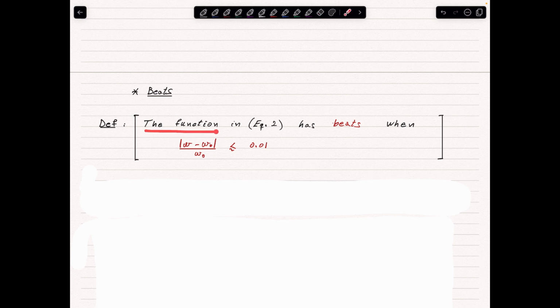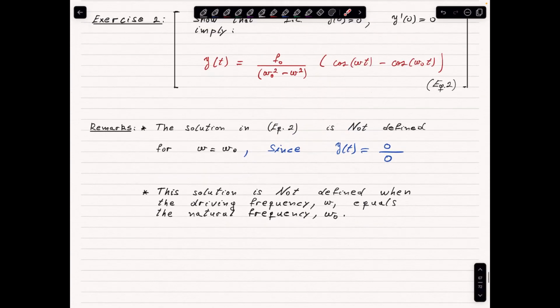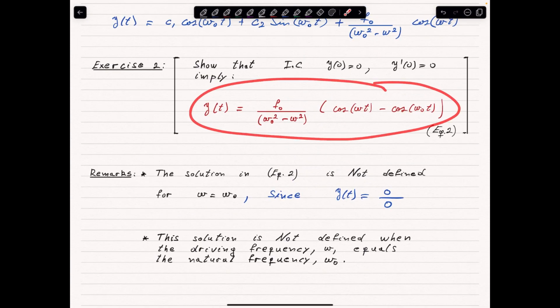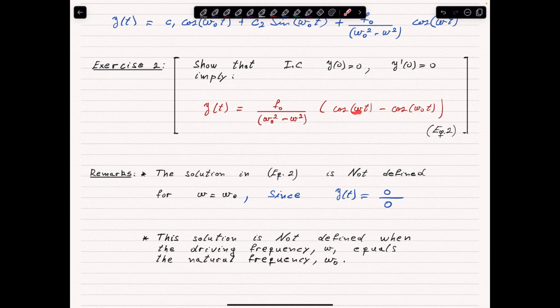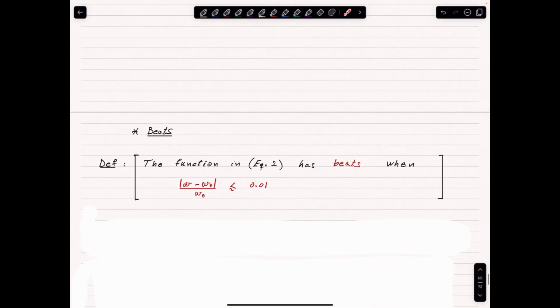The solution, the function in equation 2, recall equation 2 is our solution here. You see we have a difference of two cosines with different frequencies. And now suppose these two frequencies are very close to each other. How close? Well, they have to be within 1%, so the difference between the values divided by one of them, for example the natural frequency, should be in absolute value smaller than or of the order of 0.01. So 1% distance between the two frequencies.